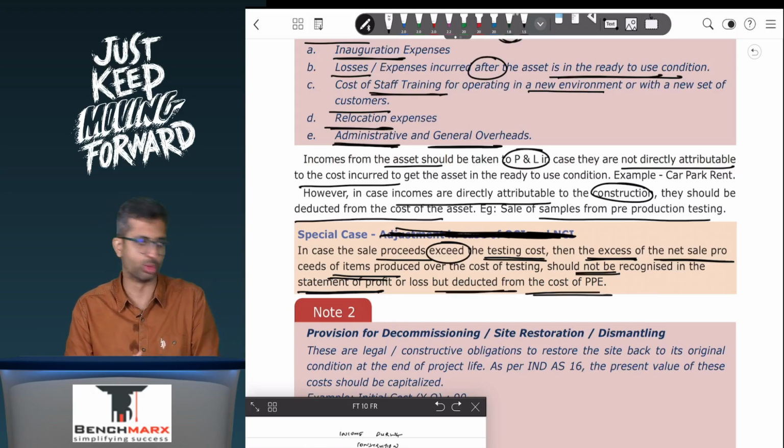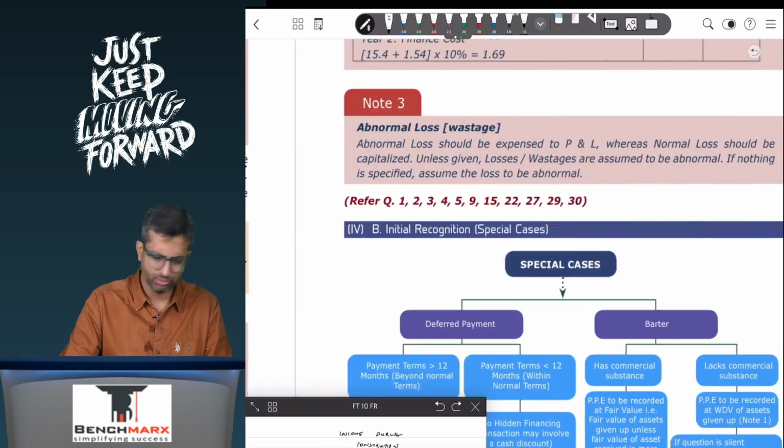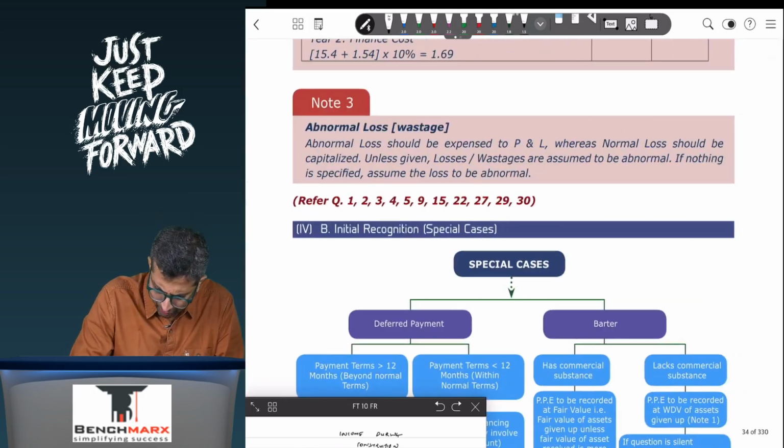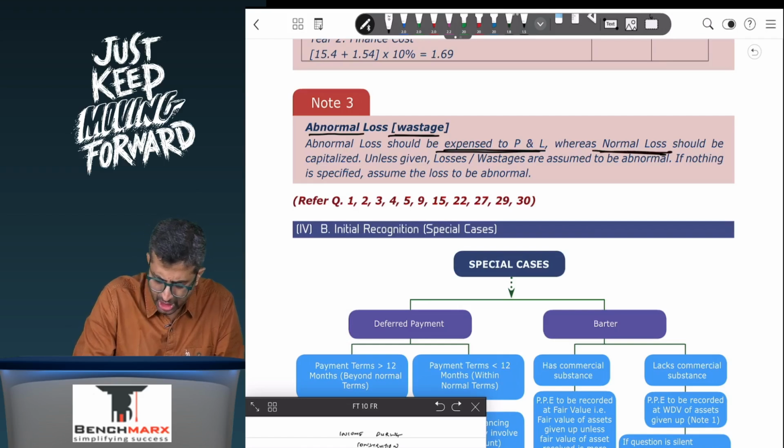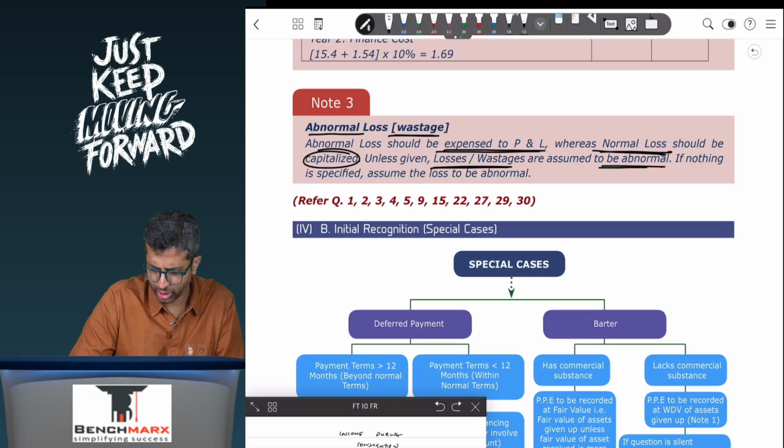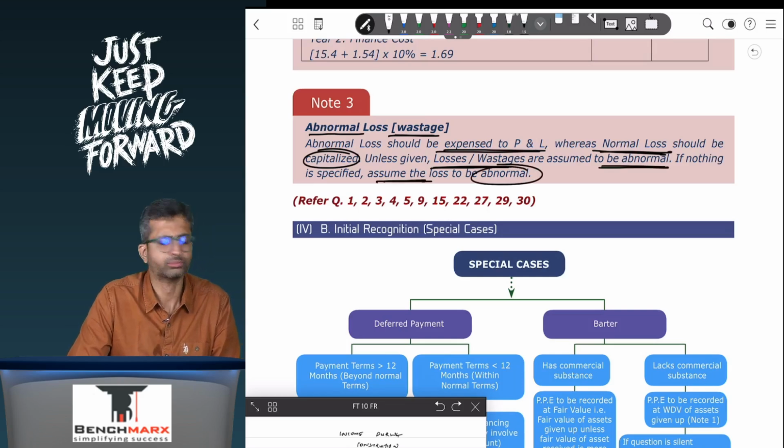Abnormal losses should be taken to the profit and loss. So over here, when you look at abnormal loss or wastage, abnormal loss should be expensed to the P&L, whereas normal loss should be capitalized. Unless given, losses or wastages are assumed to be abnormal. If nothing is specified, assume the loss to be abnormal. Are we clear with this?